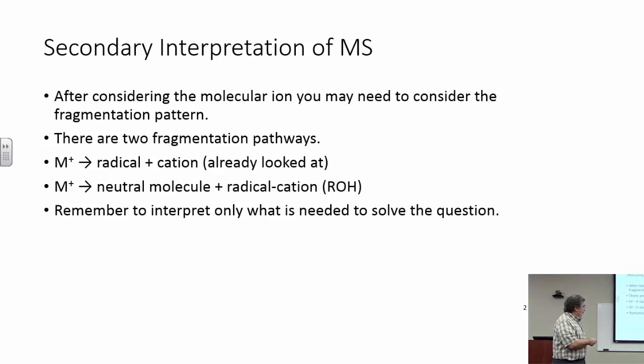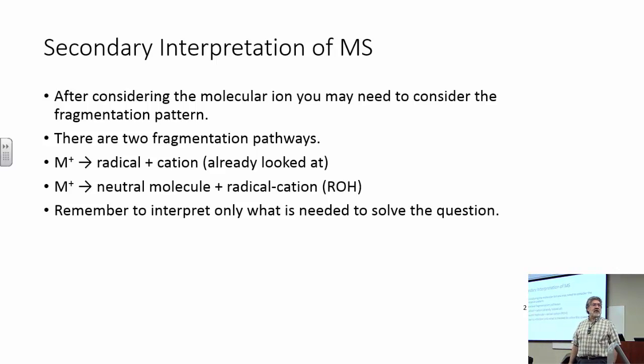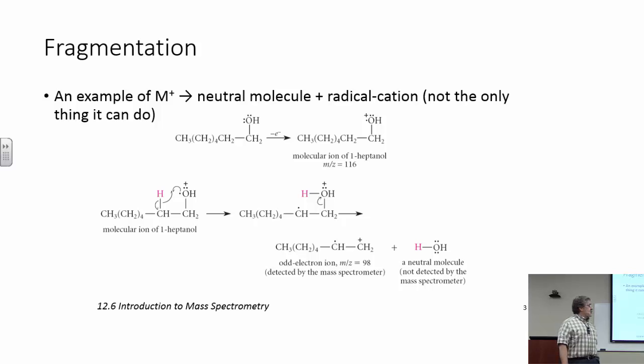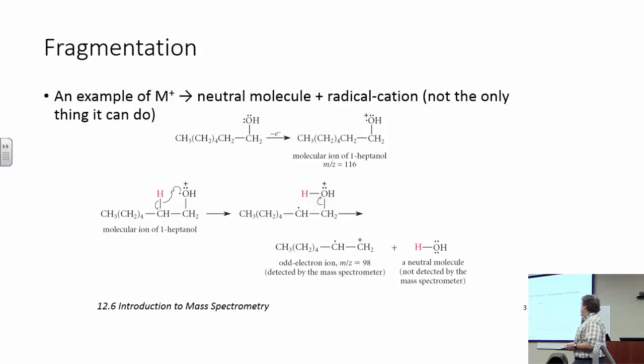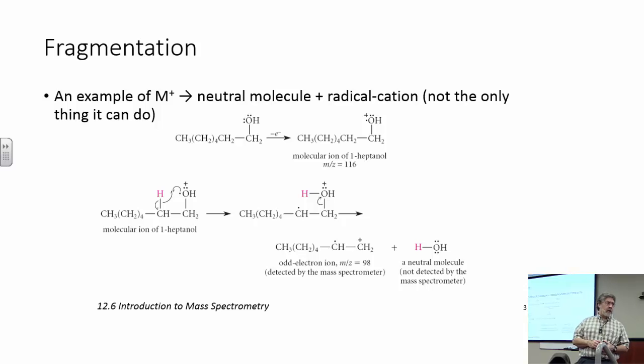And again, remember, there's a lot going on in a mass spectrum. You only need to interpret that which is necessary to solve the problem, just like with IR. Okay? So here's that other fragmentation pathway, where an alcohol is going to lose water. How does it lose water? See, that becomes the question. Now, this is regular chemistry, though. All right? Nothing in particular special here.